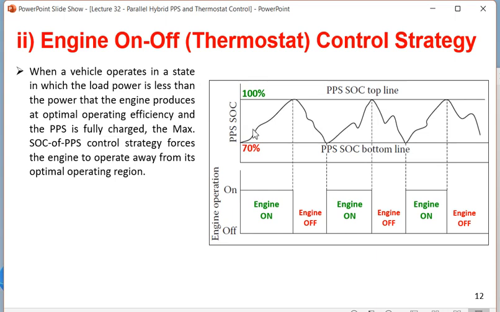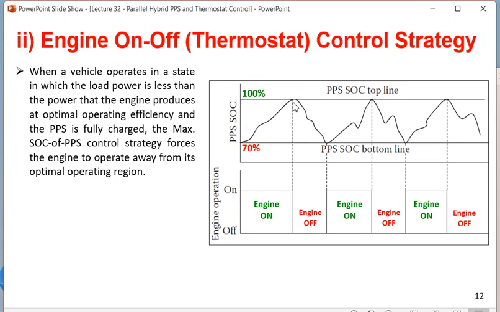And then engine is on means it will be giving the load torque, as well as generating power which will be charging the PPS, that is the source 2. And you are finding that PPS is charging here. At the same time, the engine is running the vehicle. How long will it happen? It will happen till the battery or PPS source reaches 100%. As soon as the PPS source reaches 100%, what will the thermostat do? It will turn off the engine and it will turn on the PPS source in a discharge mode.